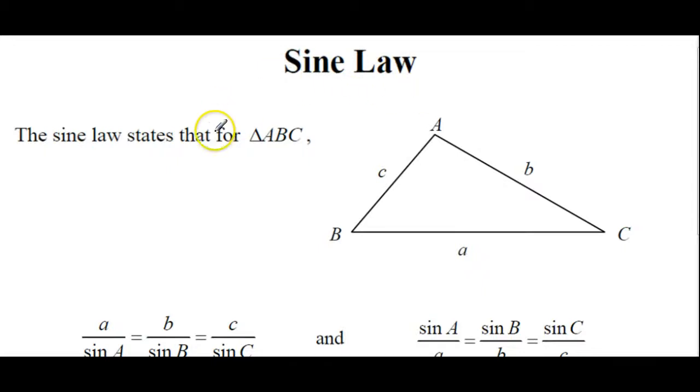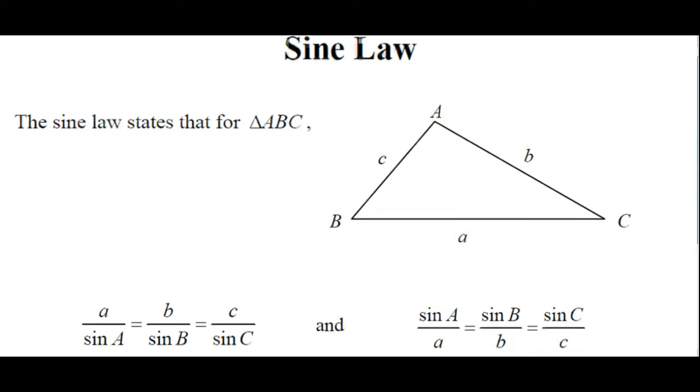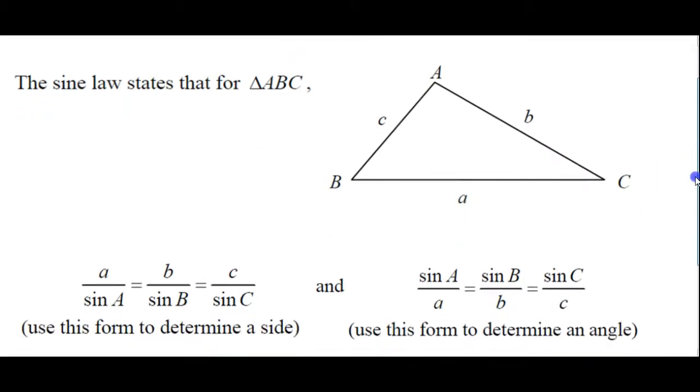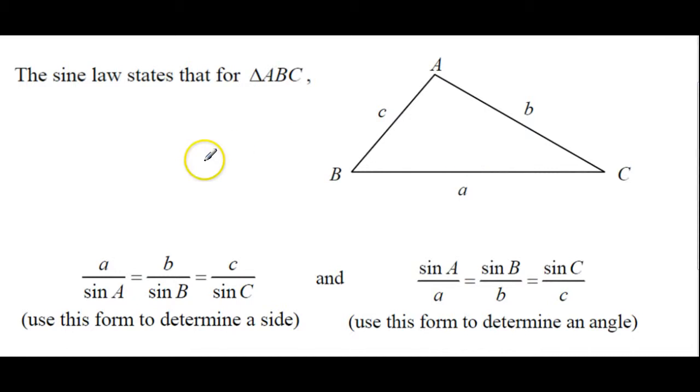Sine law. The sine law states that for triangle ABC, and this can be any triangle, it'll even work on a right angle triangle, but we're doing this for a non-right angle triangle. It says that the ratio of the length of side A over the sine of angle A is equal to the ratio of the length of side B over the sine of angle B is equal to, etc. And you can also flip this over. So this is the sine law.